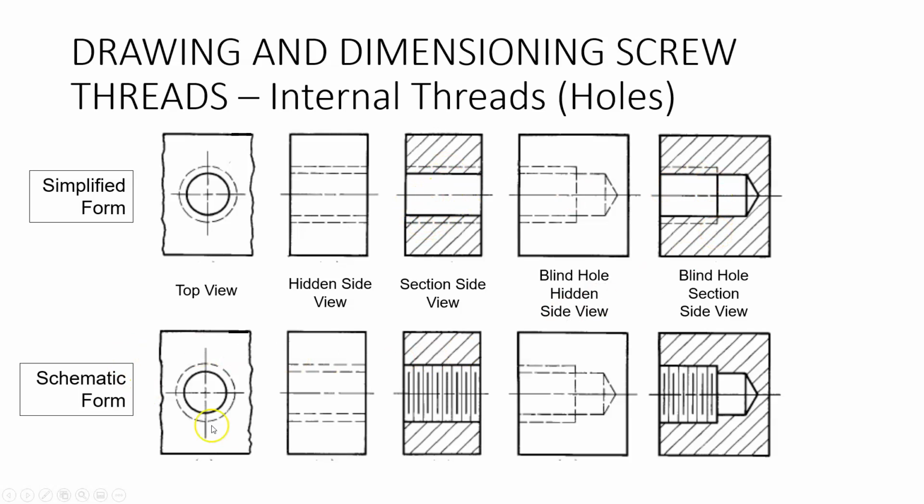The bottom is the schematic form. You can see that in the section view only, we replace the hidden lines with the crest and root lines here. Same thing over here. Notice that the hidden view is identical. So we'll revisit that. Of course, that's how we're going to be doing our drawing, so we'll return to this.